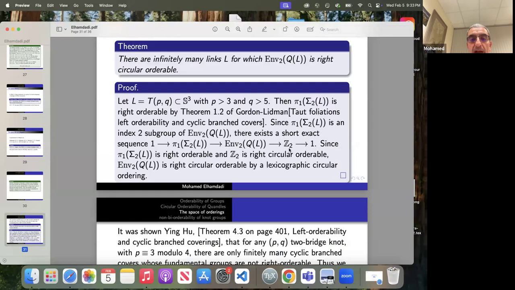Now, Z2 is circularly orderable. The fundamental group of the double branched cover is circularly orderable. Then you obtain that the enveloping group 2 of the fundamental quandle of the link is right circularly orderable by lexicographic circular ordering.